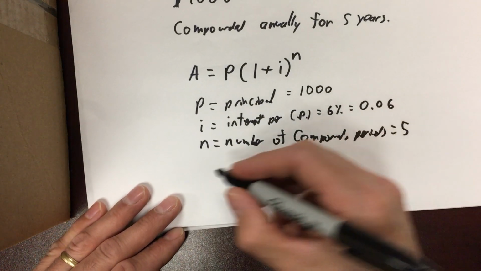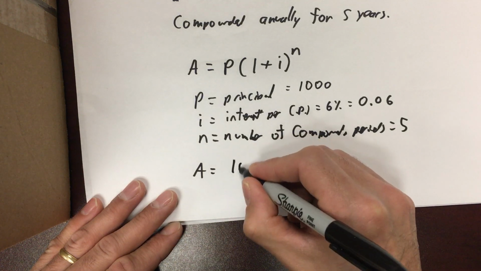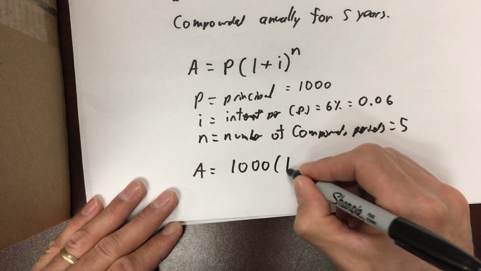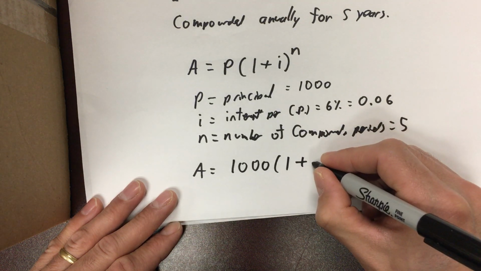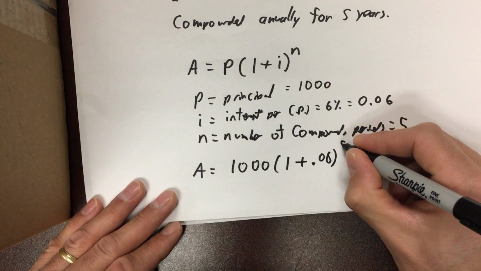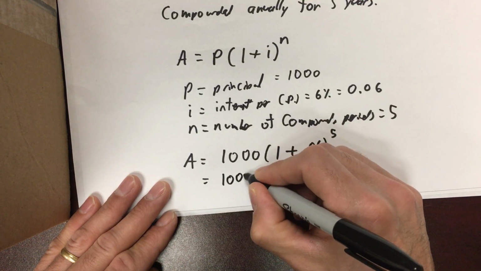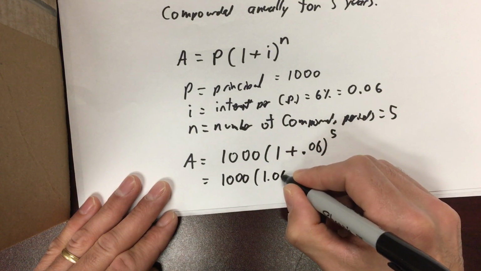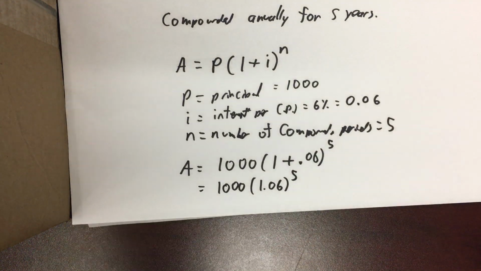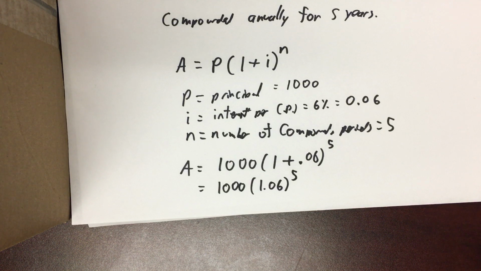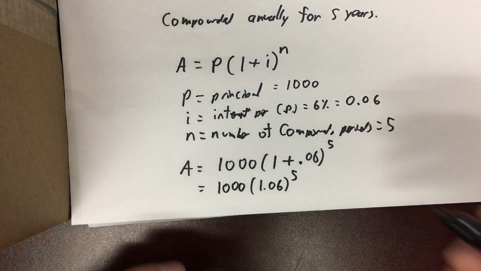So I'm going to put all of this into my formula. The amount I end up with is the principal amount multiplied by 1 plus the amount of interest per compounding period. And the exponent is the number of compounding periods. So my amount is going to be 1,000 times 1.06 to the exponent 5. And that gives me 1338.23.